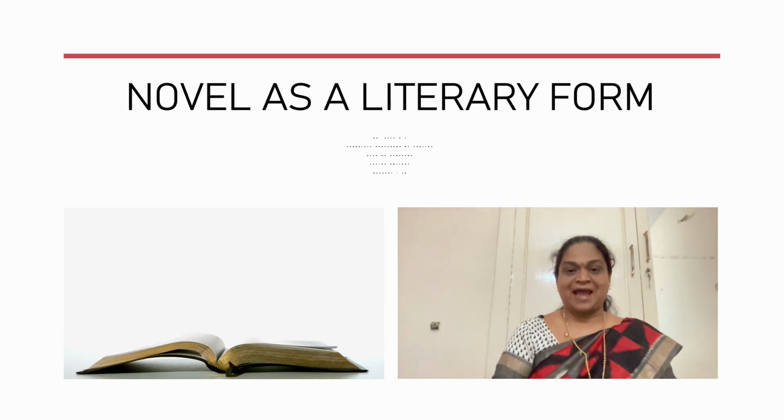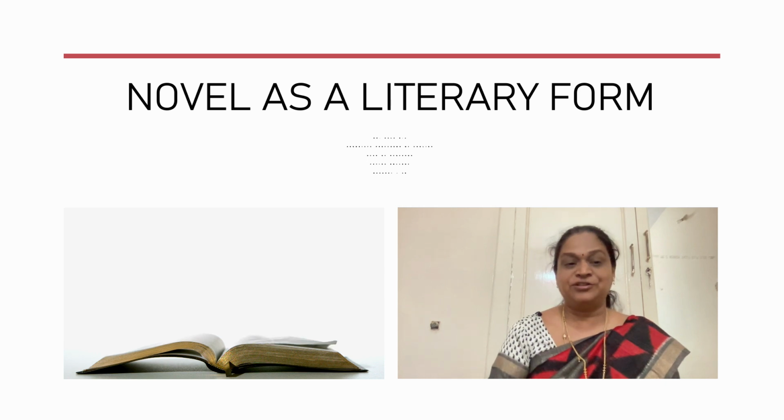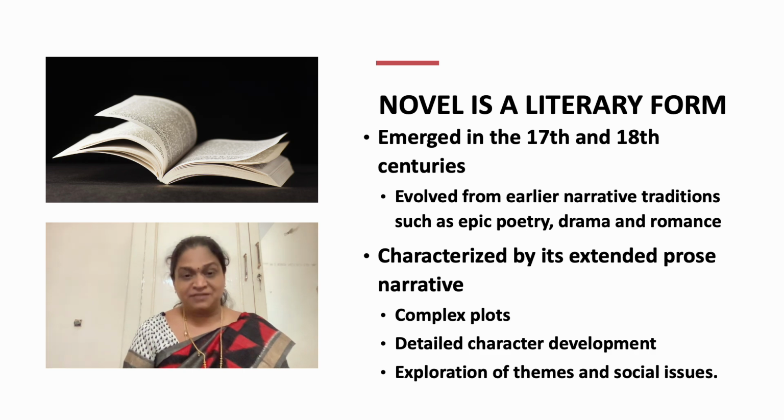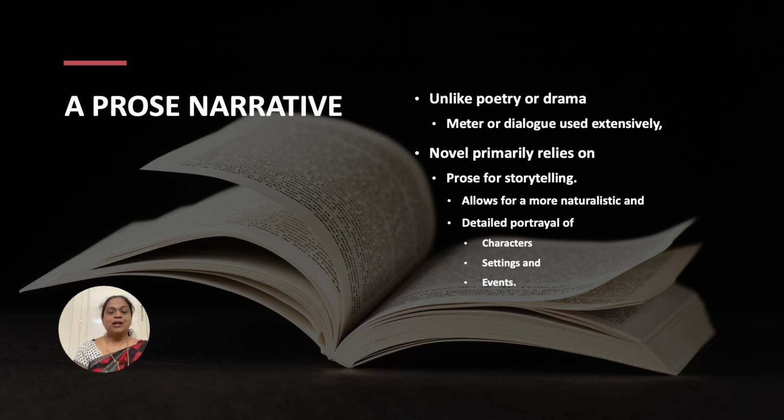And now today we're going to look at the most interesting and the most popular literary genre, novel, as a literary form. So now let's look at how and when this literary form evolved. It emerged in the 17th and 18th centuries, and very particularly it evolved from the earlier narrative traditions such as epic poetry, drama, and romance. It is known for its extended prose narrative with complex plots, detailed character development, and exploration of themes and social issues.